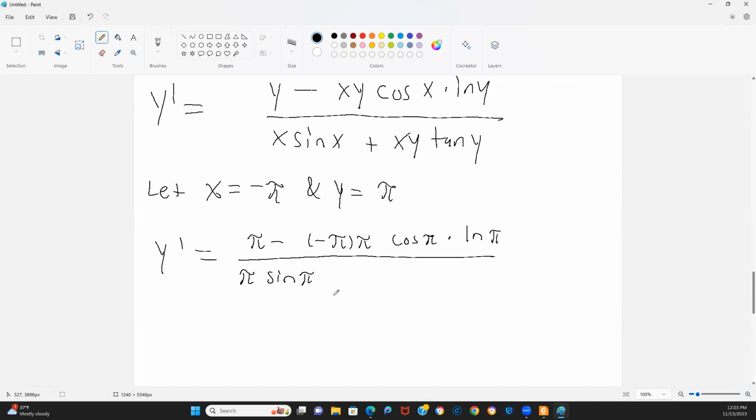Well, that's going to be 0. And this other thing's going to be 0. So actually, I don't think you have a tangent line.